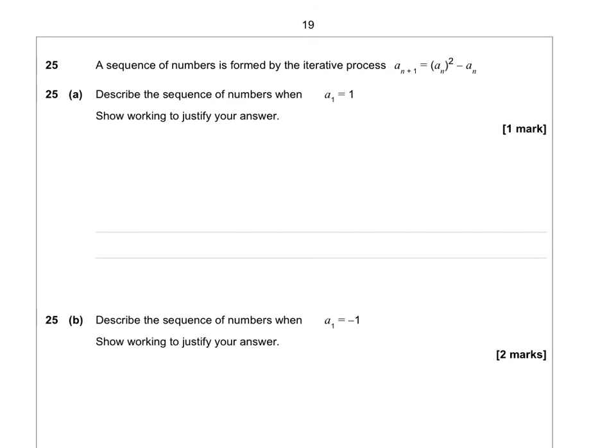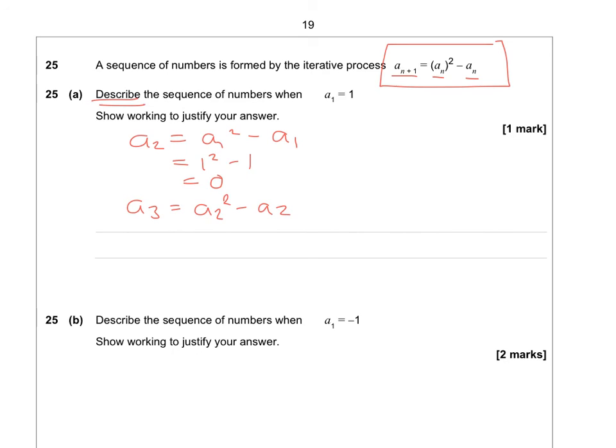Question 25. A sequence of numbers is formed by the iterative process here, i.e. this iteration formula. Describe the sequence of numbers when a1 equals 1 and show working to justify your answer. Describe means we are going to have to use some words to explain our answer. So a2 is equal to a1 squared minus a1 using this formula. Remember, n plus 1 means the next term and an is the previous term. So this is 1 squared minus 1, which is 0. a3 is then equal to a2 squared minus a2, which is 0 squared minus 0, which is 0.